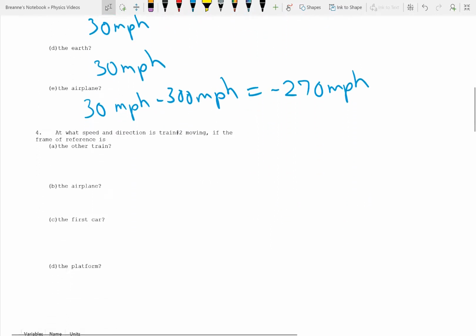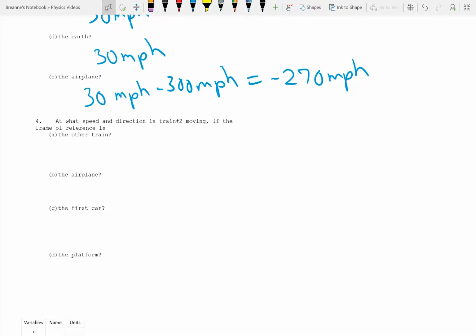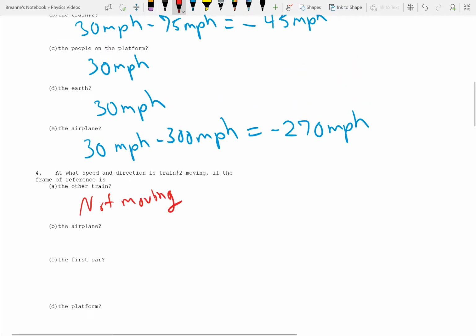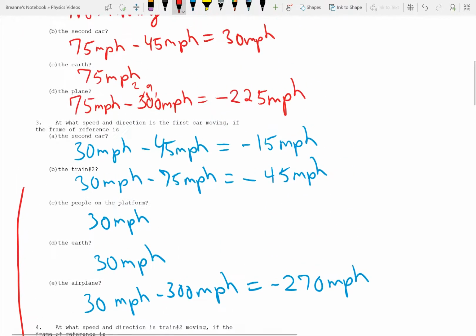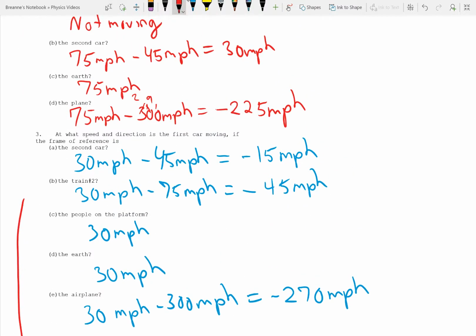So there is one more set of problems, and basically it's train 2. We go back to red. Train 1 and train 2 are moving at the same rate, so it's like not moving. Airplane, so it'd be the exact same one. This will be just like D.